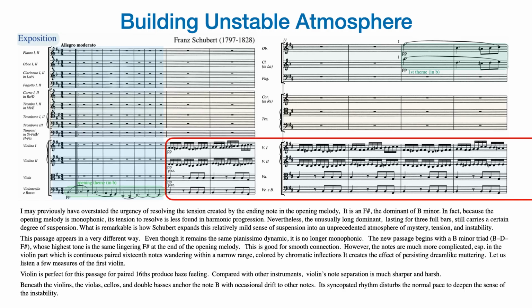I might have overstated the urgency to resolve the tension created by the ending note of the opening melody, which is F sharp, the dominant of B minor. In fact, the opening melody is monophonic. For monophonic music, the tension of the dominant is not as severe as that in a harmonic progression.